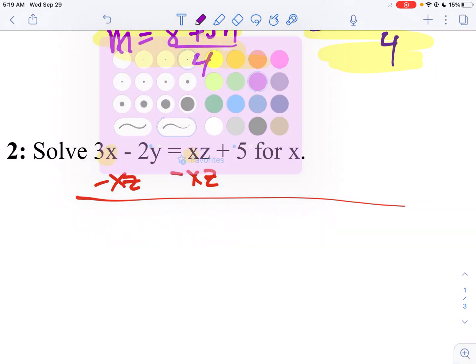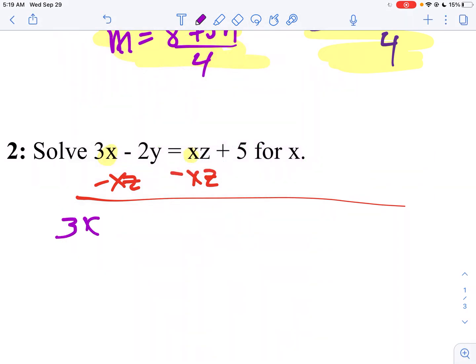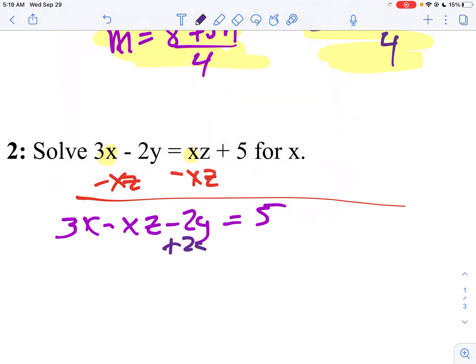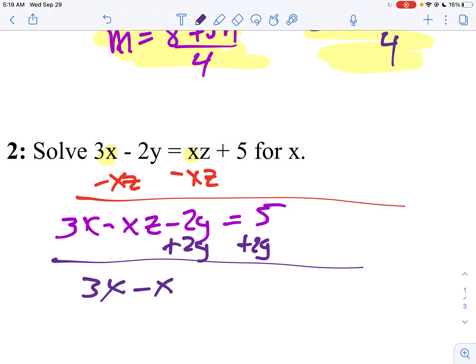So then we get 3x minus xz minus 2y equals 5. Then we want to get rid of this minus 2y because of addition and subtraction. So I'm going to add 2y to both sides. I'll bring down the left side, so I get 3x minus xz equals 5 plus 2y.